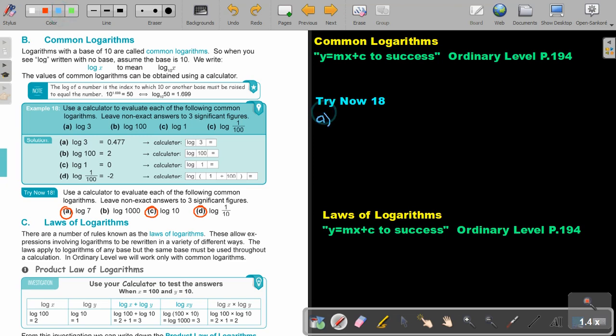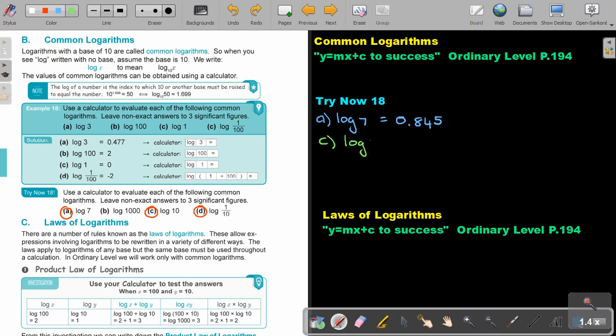Okay, so let's start with A. Log 7. So just press on your calculator. Log 7 equals. To three significant figures, it will be 0.845.